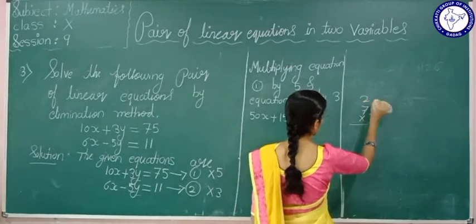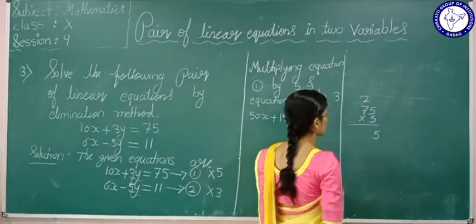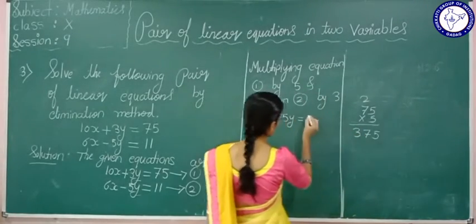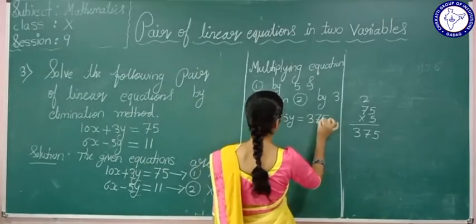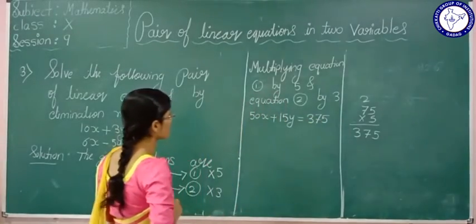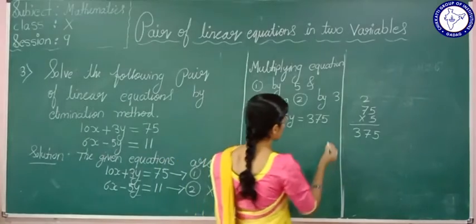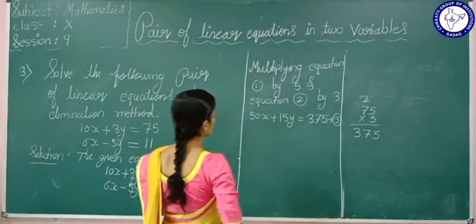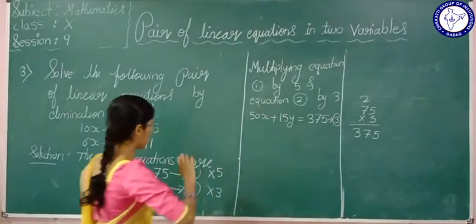5 5s are 25. 7 5s are 35. 35 plus 2 is 37. It is 375. Okay. Now I got this as equation 3. Okay. And equation 2 by 3.